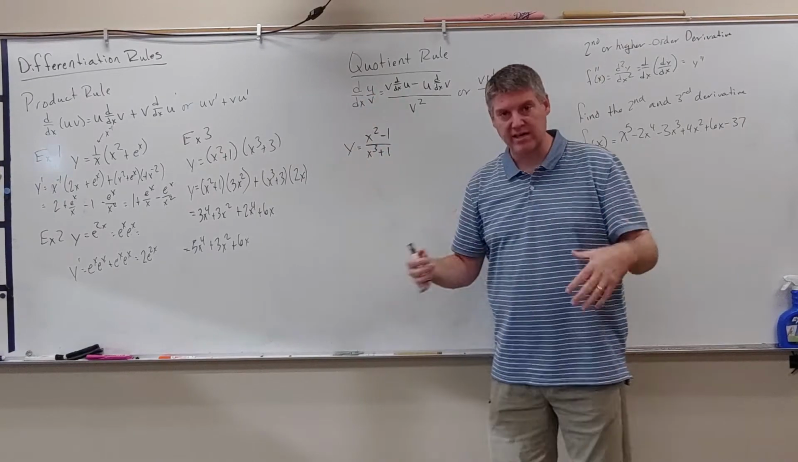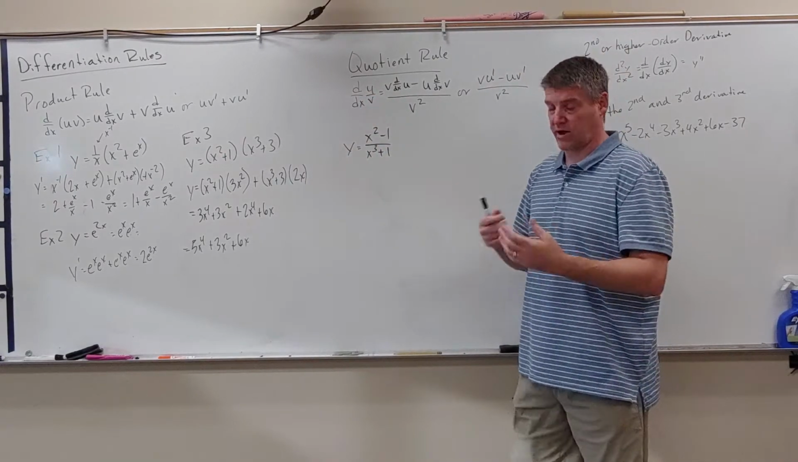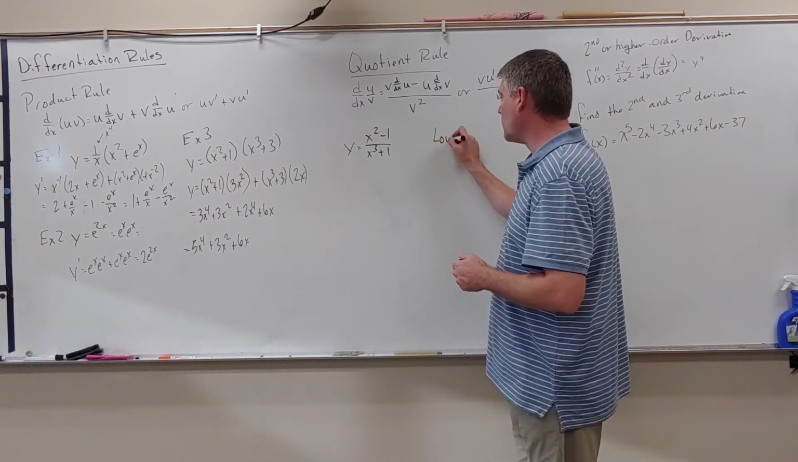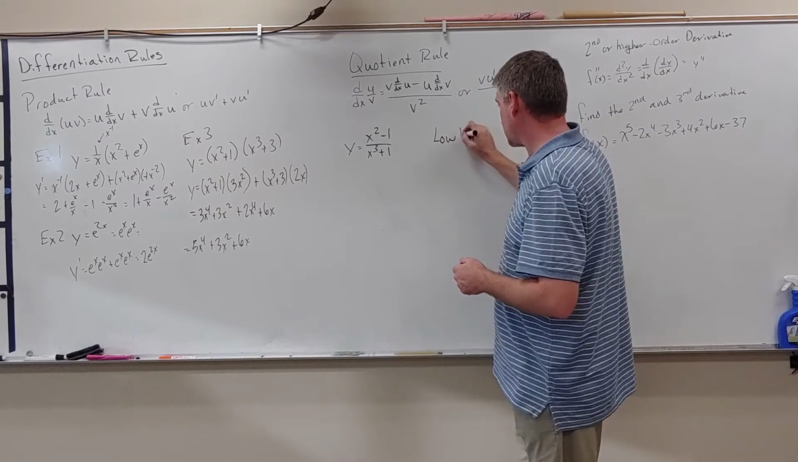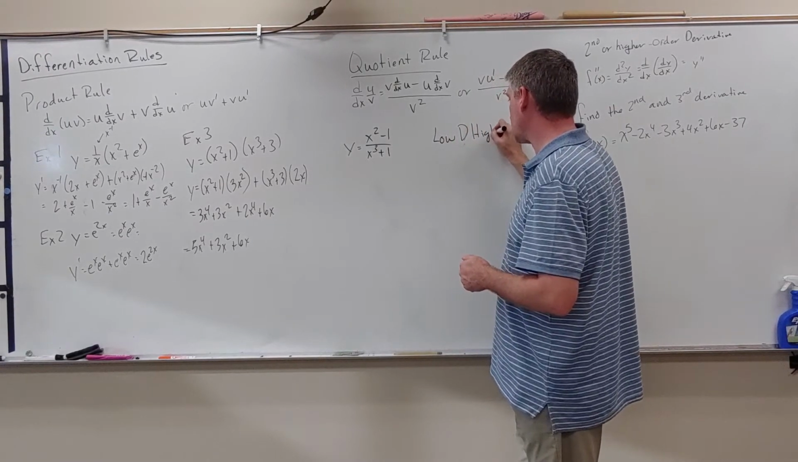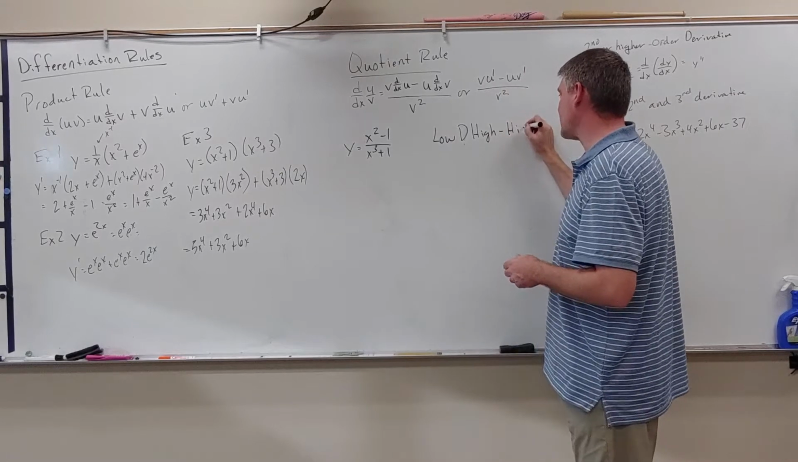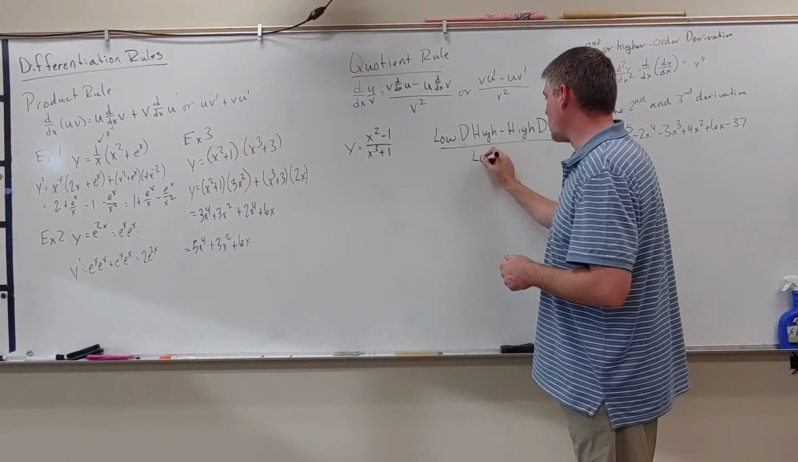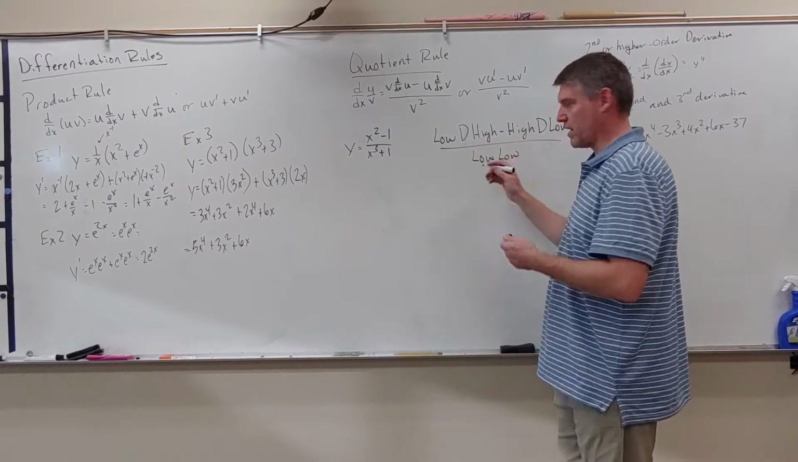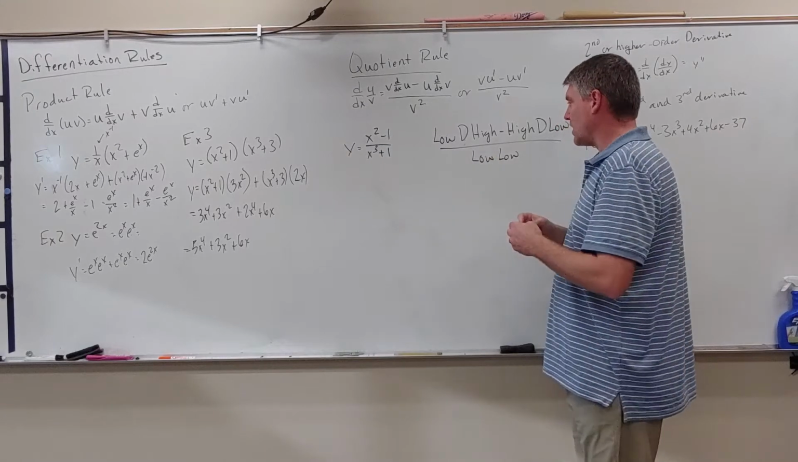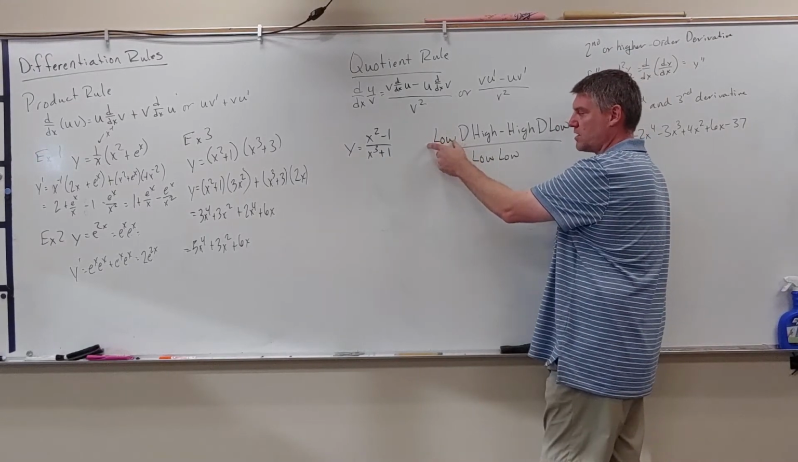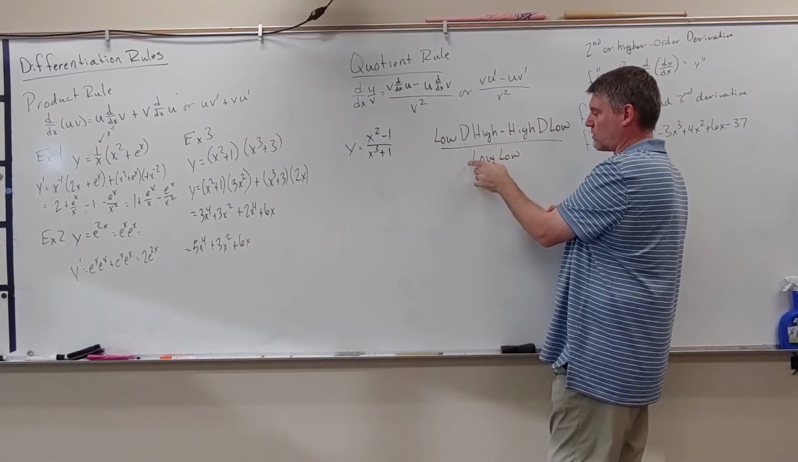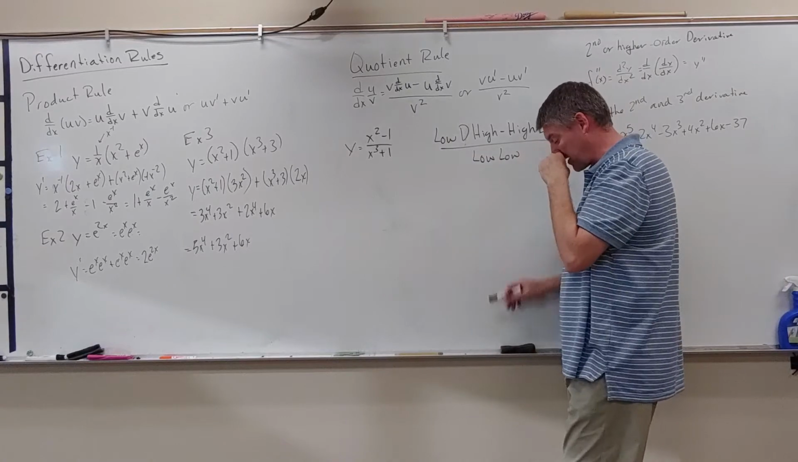I know that d stands for the derivative, okay? So the way I personally remember it is low d high minus high d low over low low, or low squared, right? So that tells me I'm going to take my low function times the derivative of my high function, minus my high function times the derivative of my low function, over low low, which is low squared, okay?